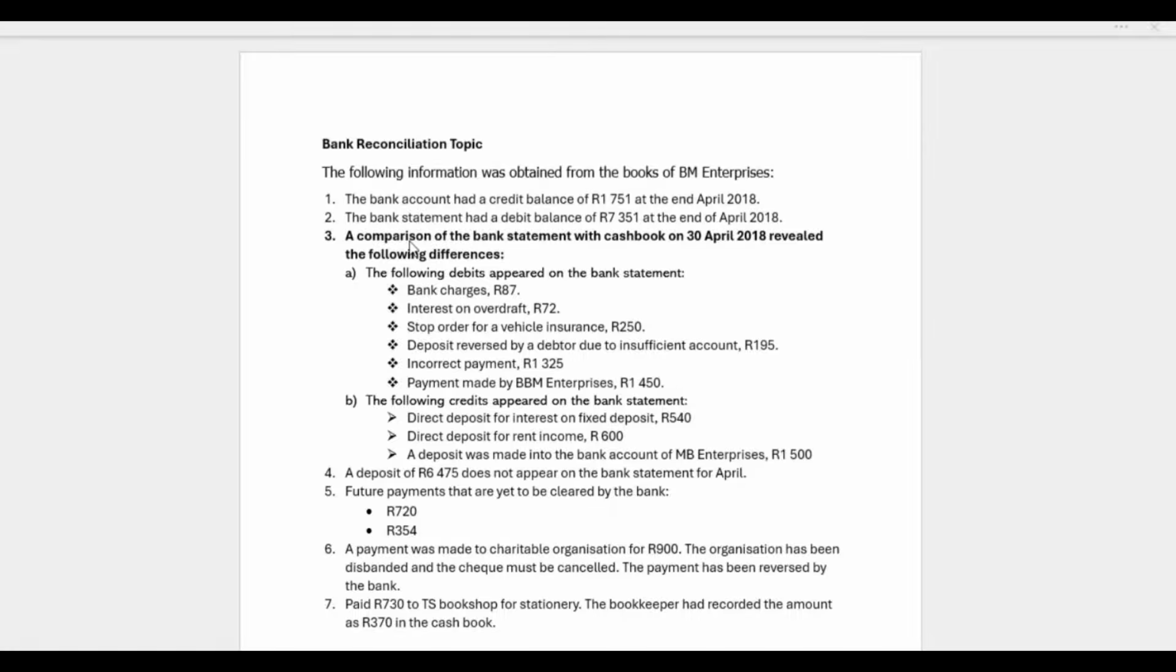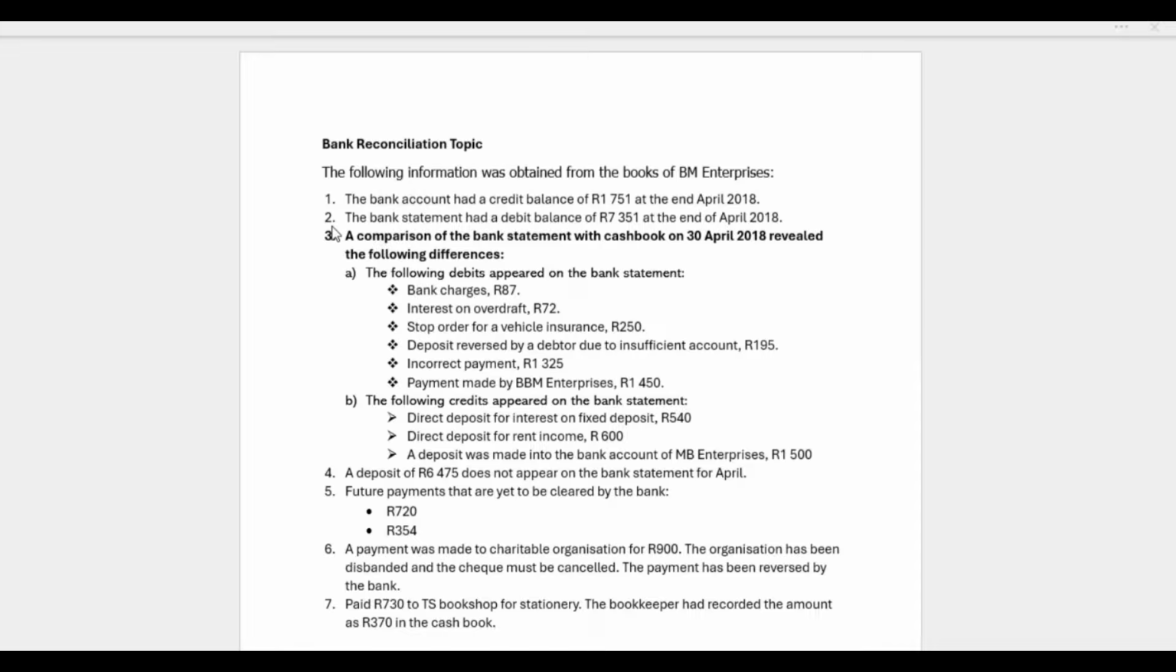They say the following information was obtained from the books of MB Enterprises. The bank account had a credit balance of 1,751 at the end of April 2018. What does that mean? This means our bank account has an unfavorable balance.